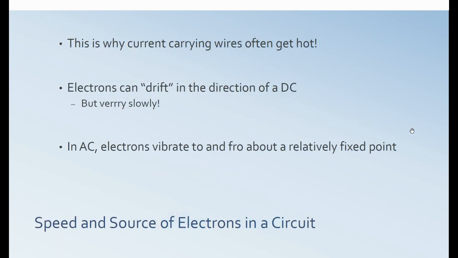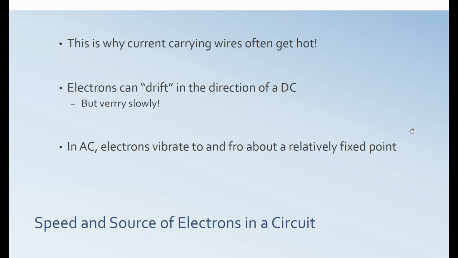And this is why current carrying wires often get hot, because these electrons are bumping into these other atoms and causing them to vibrate. So when we have a DC circuit, the electrons are just transferring that energy one to the other, almost like a longitudinal wave in sound. And the electrons can drift in the direction of a direct current, but it's very, very slowly.